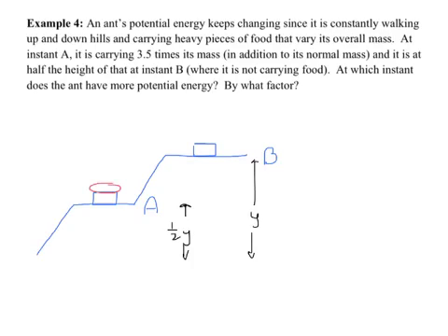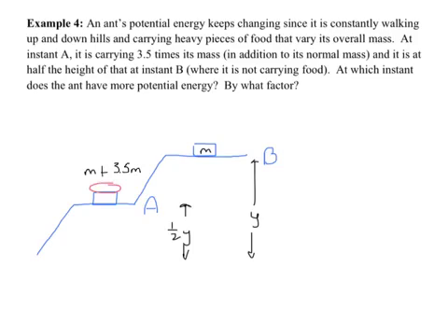Okay, same thing as having 5 and 10 there. And for the mass, well, it's not carrying any food at instant B, it's by itself, so the mass is just m. Not meters, but m for mass. But the mass at instant A is the actual ant plus the food, which happens to be 3.5 times the mass of the ant.